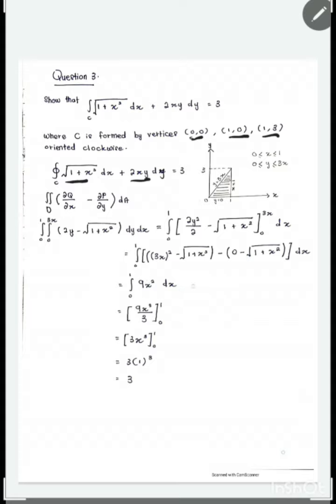We integrate this one with respect to x. And then we will get this one. And we get 3x cubed. And then we substitute this value into x. And then we get 3. So it is proven. Thank you.